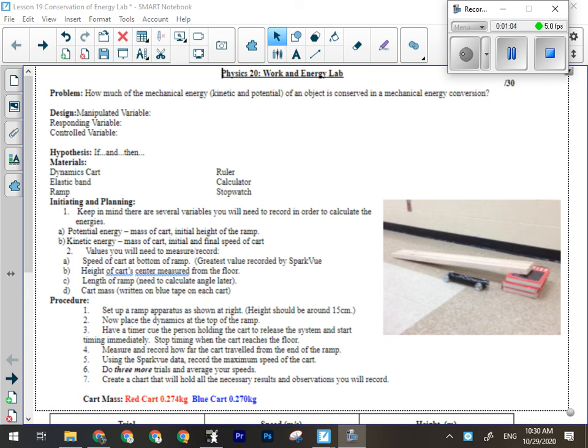We're doing work. We're lifting the cart to the top of the ramp. And then we're allowing it to roll down the ramp and convert that into kinetic energy, and those two things are being compared. That's all we're comparing, those two values.